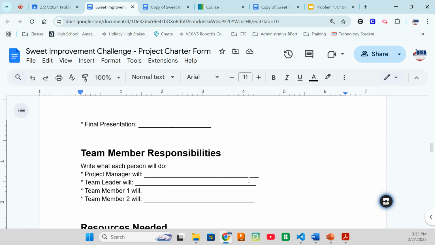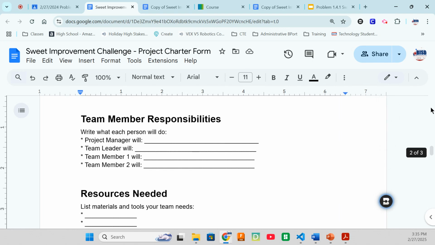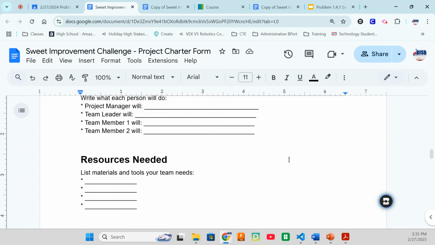This area, team member responsibilities, I want you to define what everybody's responsibilities are going to be. Now, I kind of gave you a brief description of what a project manager does. So you need to include the information that I just said for the project manager and team leader. You can increase their responsibilities, so you can add more to their responsibilities, but you cannot have less than what I've just mentioned. Also, you will need to assign responsibility for team member 1 and team member 2. Everybody's got to have an assignment, got to have a goal. You're a team.